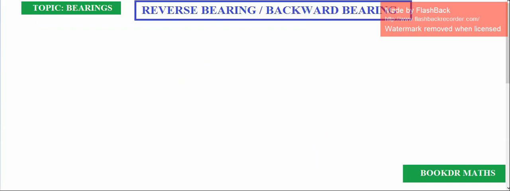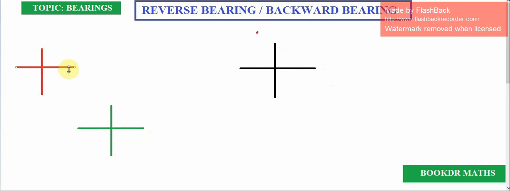If I have a compass here and I have another one here, no matter where I draw each of these compasses, assume I have another one here, I have another one here. Anywhere you draw a compass, the north-south line in each case is always parallel.